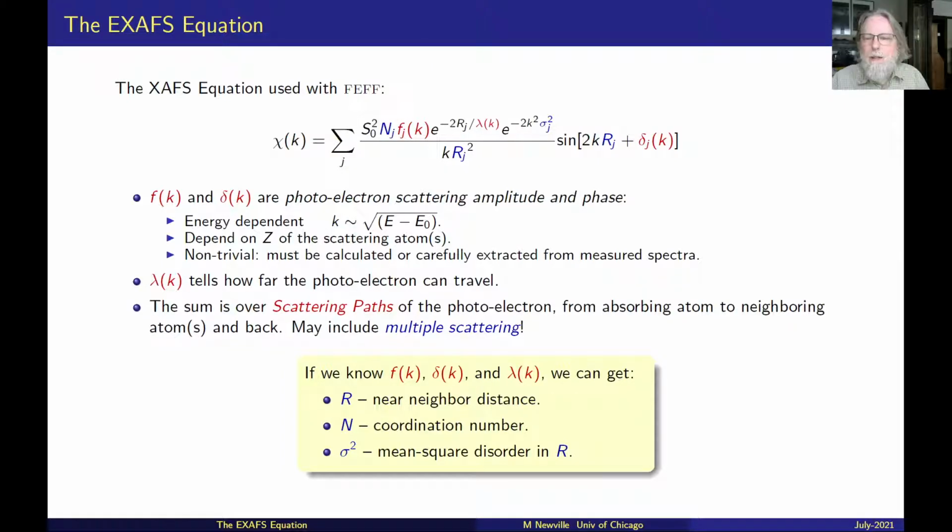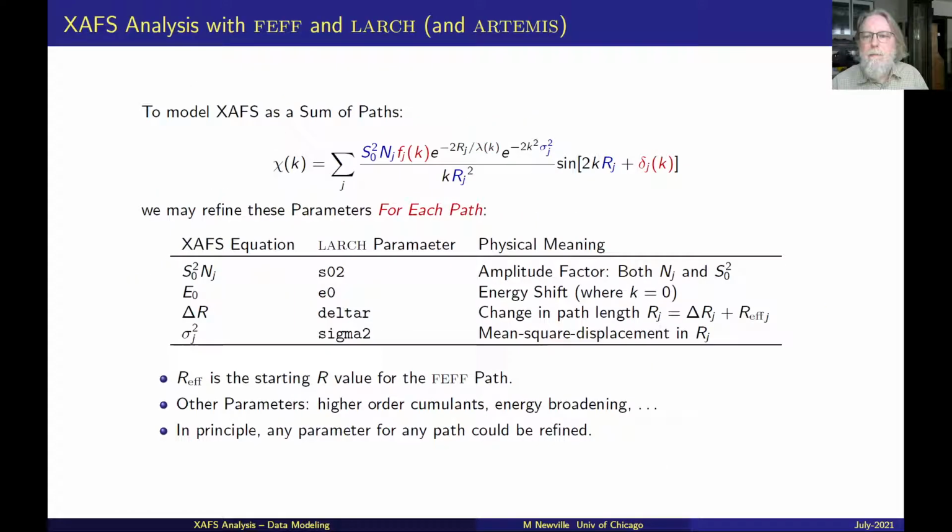Lambda is the mean free path for the photoelectron, telling how far it can travel and coherently get back to the absorbing atom. And the sum here is over scattering paths, and that may include multiple scattering. Although it's complex and not linear in any of the parameters we're interested in, well, I guess it is linear in coordination number, but if we know these F, delta, and lambda functions, then we can extract R, N, and sigma squared. So in this video, we'll talk a little bit about how that's done.